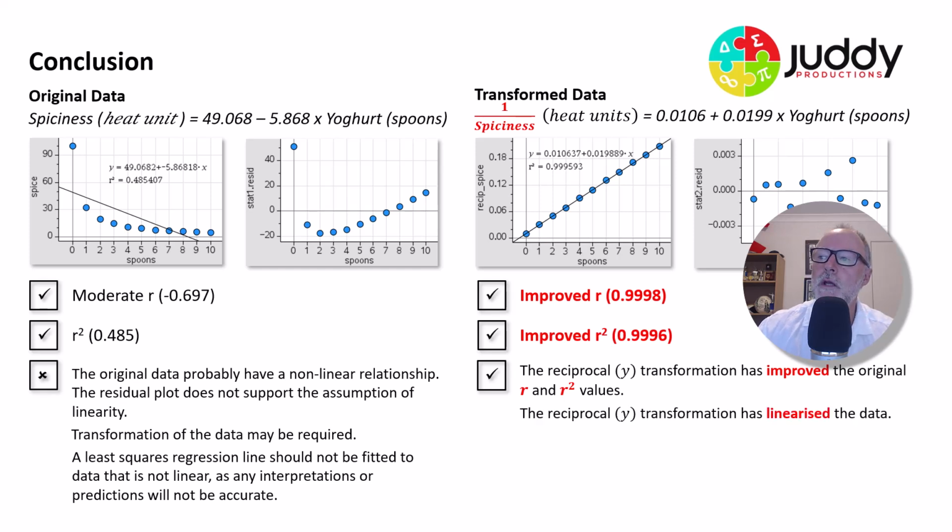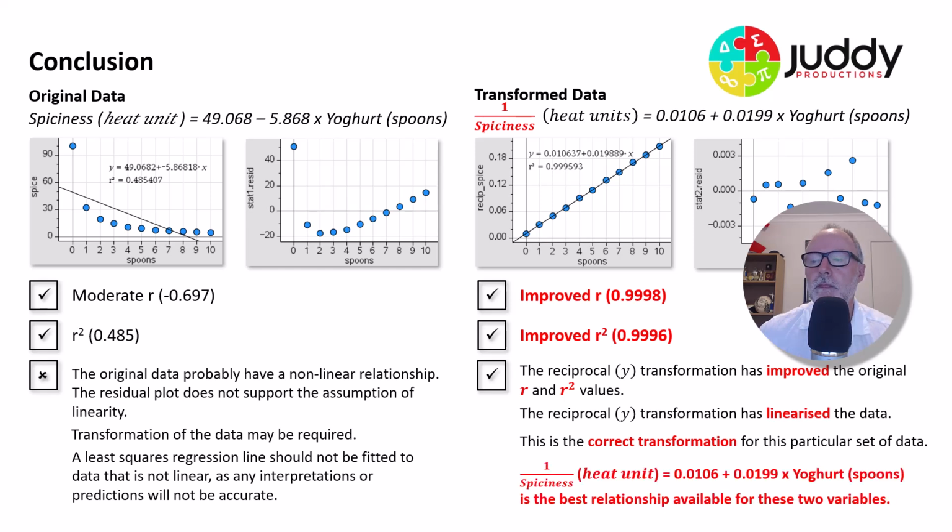The reciprocal Y transformation has linearized the data. This is the correct transformation for this particular set of data. 1 on spiciness using heat units equals 0.0106 plus 0.0199 multiplied by the amount of yogurt in spoonfuls is the best relationship available for these two variables.